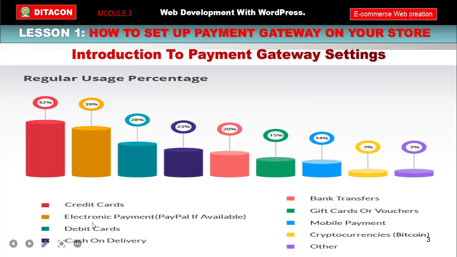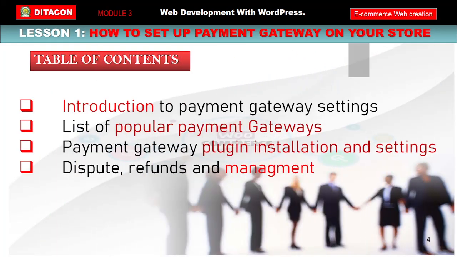Then the debit card, you can see. So PayPal is popular, credit card is popular, debit card follows, then cash on delivery, bank transfer, gift card, mobile payments, cryptocurrency. I think the last four are not that popular, they are just new systems, but we can still use them on our online store.